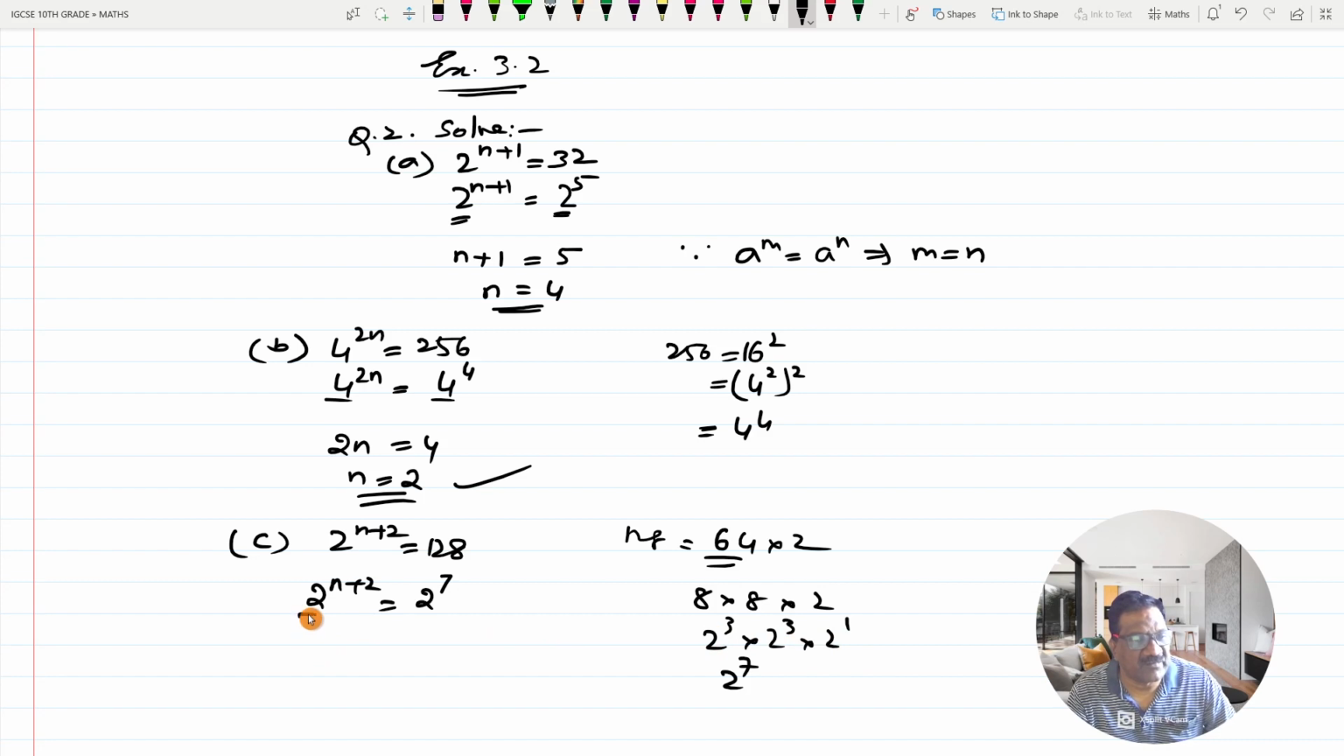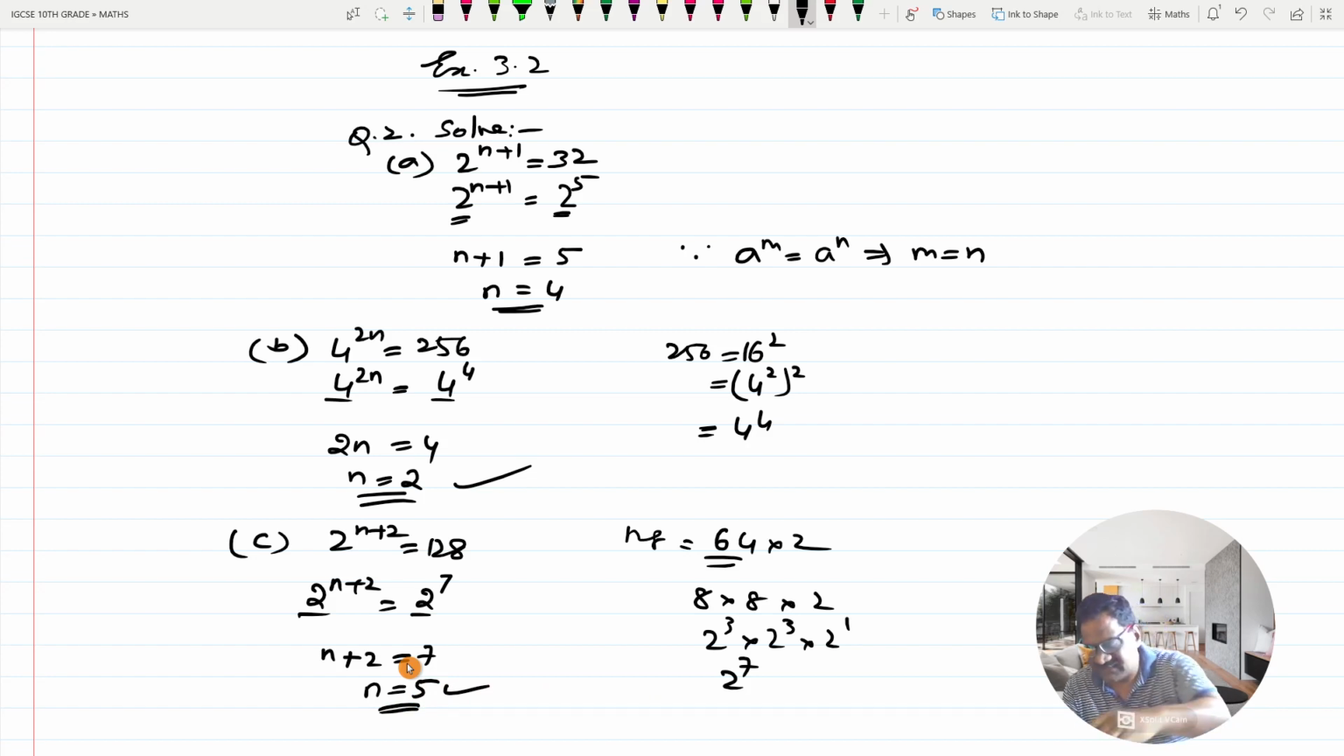Now because the bases are the same on the left hand side and the right hand side, I can equate the powers and write n plus 2 is equal to 7, which gives me n is equal to 5. So this is the answer, n is equal to 5, right?